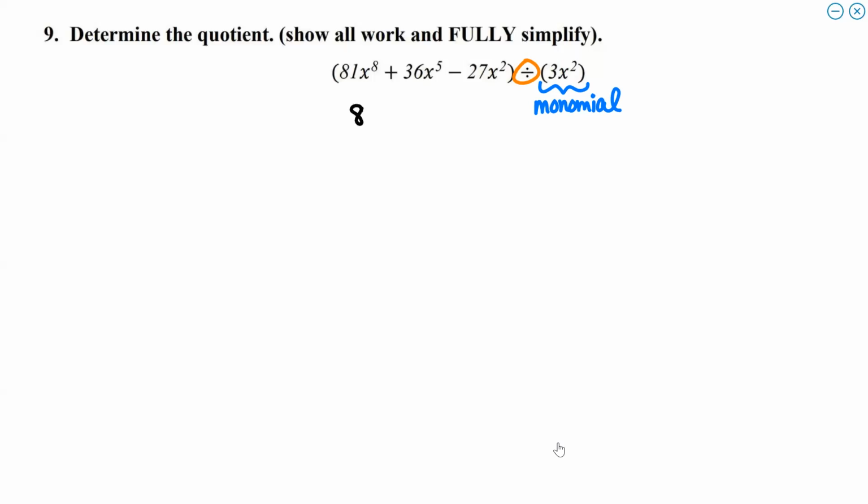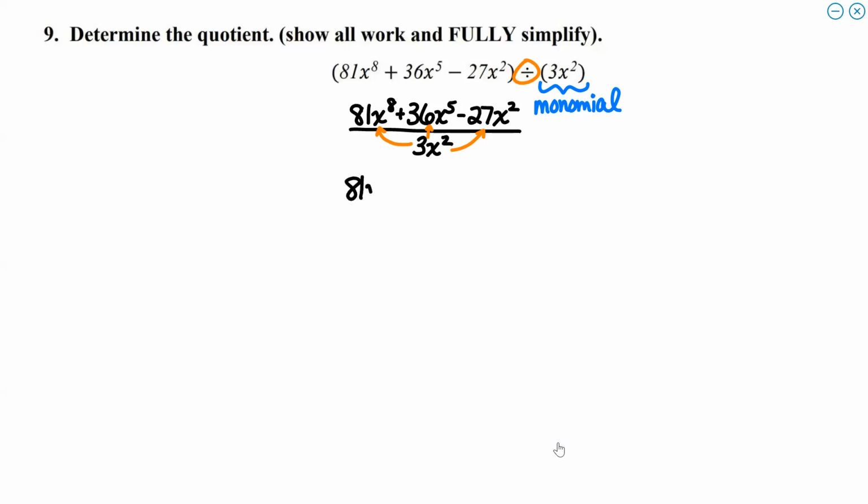The first one would go up on top, so 81 x to the 8th plus 36 x to the 5th minus 27 x squared would go on top. And what would go on the bottom? 3x squared. If I write it like that, does anybody remember how we handle this? What property can I make use of here? Distributive property. I'm going to distribute this monomial to each term in my numerator.